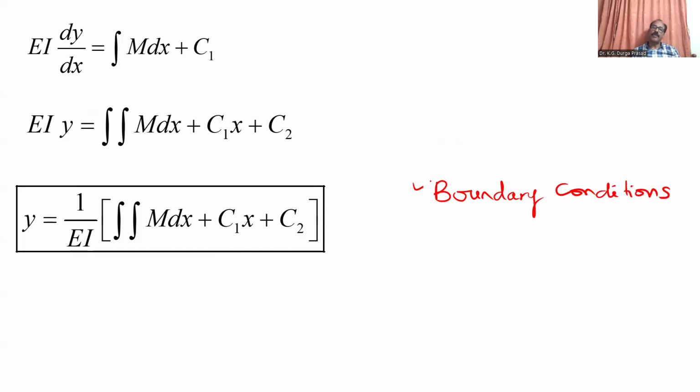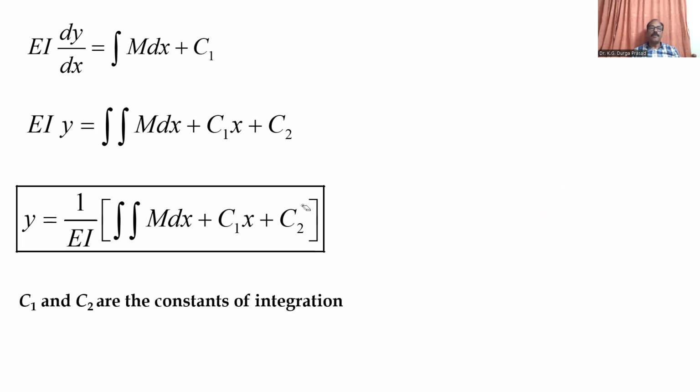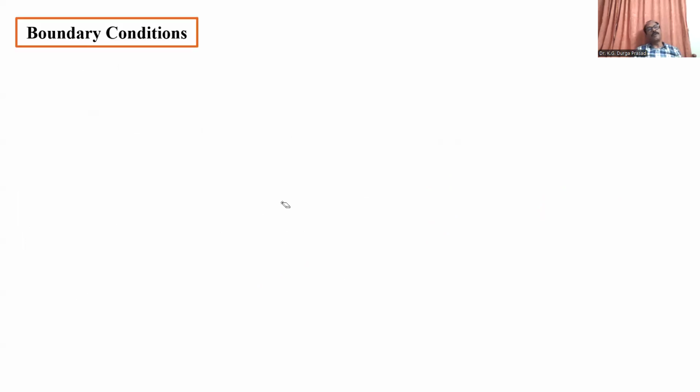So once you understand the boundary conditions, you can easily find C1 and C2, right? These boundary conditions actually depend on the type of beam, okay? Now, here C1 and C2 are constants of integration. Boundary conditions: I already told you boundary conditions depend on the type of beam. Here, first of all, we can see this is a cantilever beam.